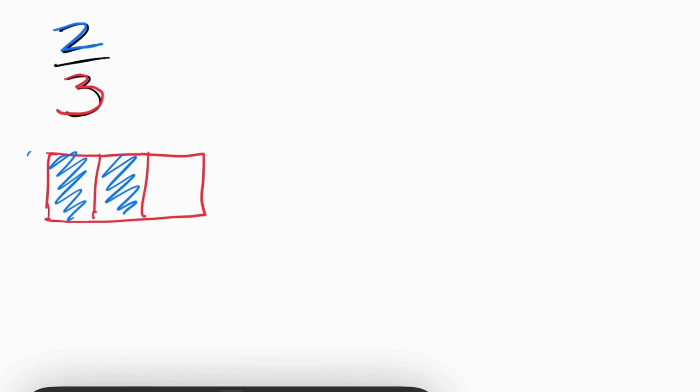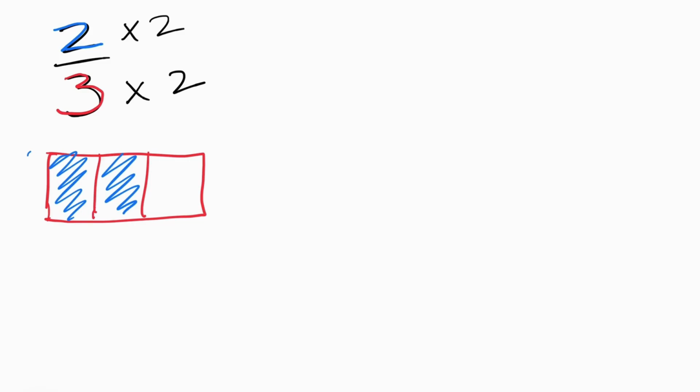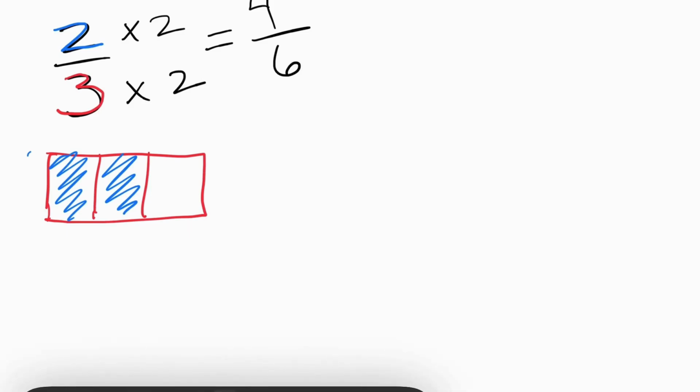So 2/3, if we multiply the numerator and denominator by the same number, so let's multiply the numerator by 2. We'll multiply the denominator by 2. All right, so when we multiply the numerator, we get 2 times 2, and that's going to get us 4. And then when we multiply the denominator, 3 times 2, we get 6. So that tells us that 2/3 is an equivalent fraction to 4/6. Well, let's check that, right?